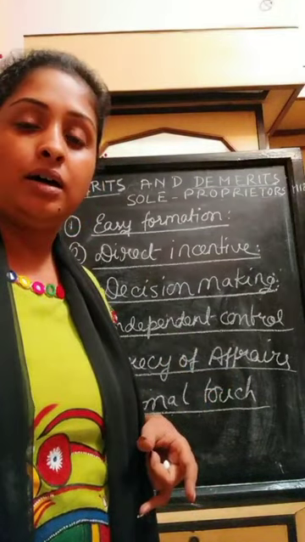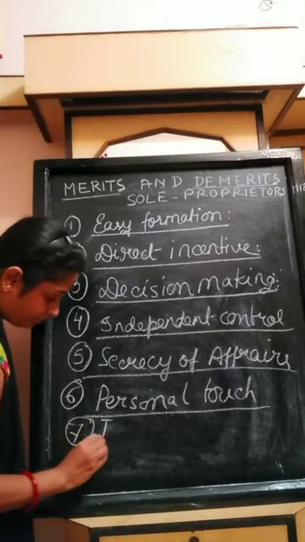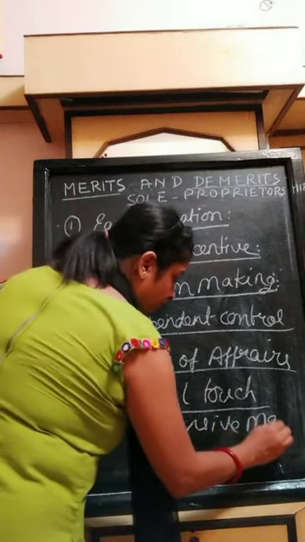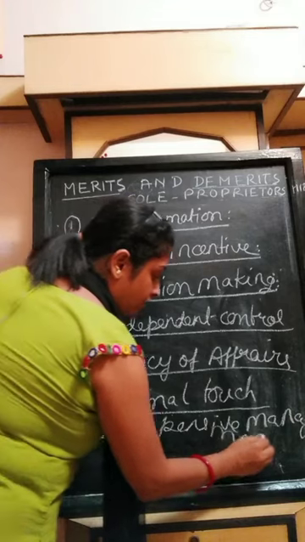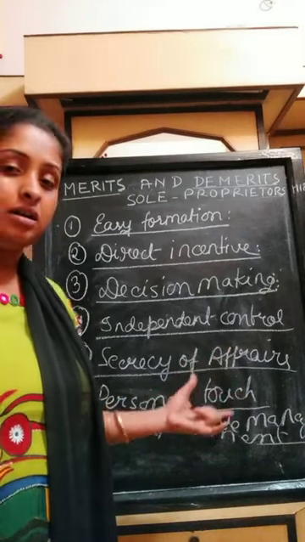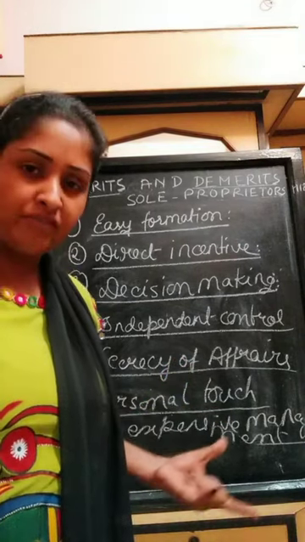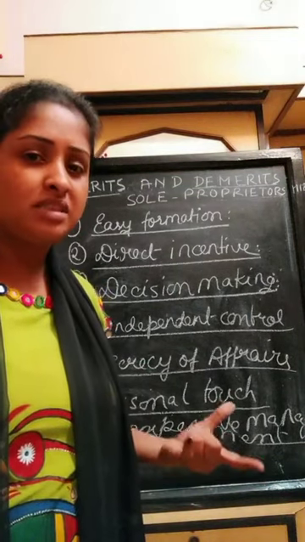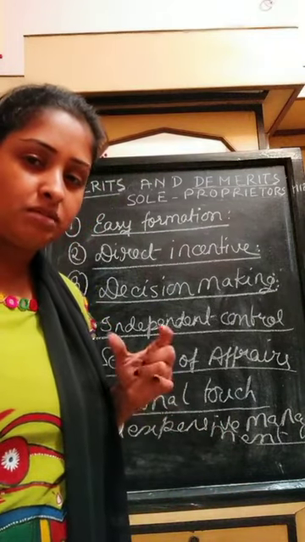Now coming to the next point, that is inexpensive management. This kind of business requires very small capital. With the help of very small capital, this business can be set up. Very small resources are required, and since all the supervisory and management activities are performed by the proprietor himself, expensive expenditures can be cut off by him. He can reduce his expenditure to the lowest, because very small expenses are there.